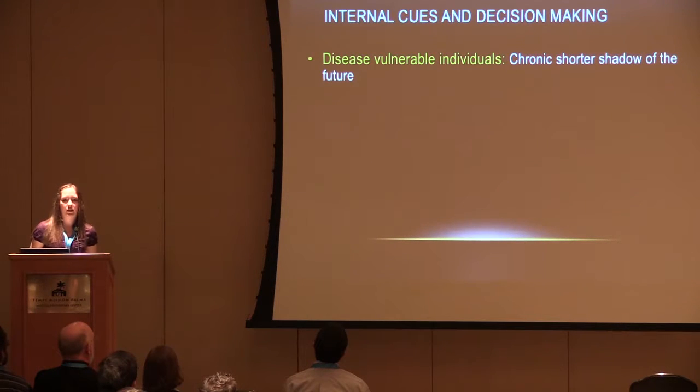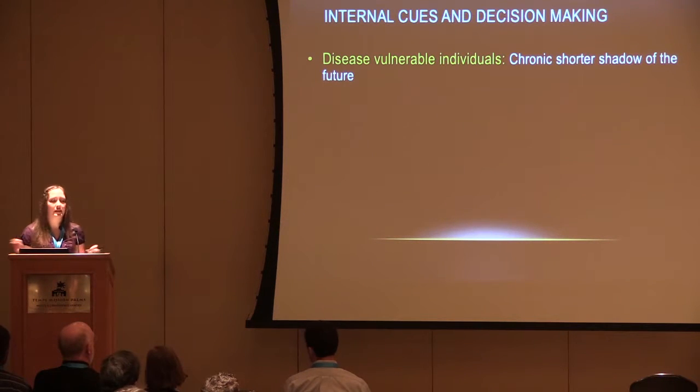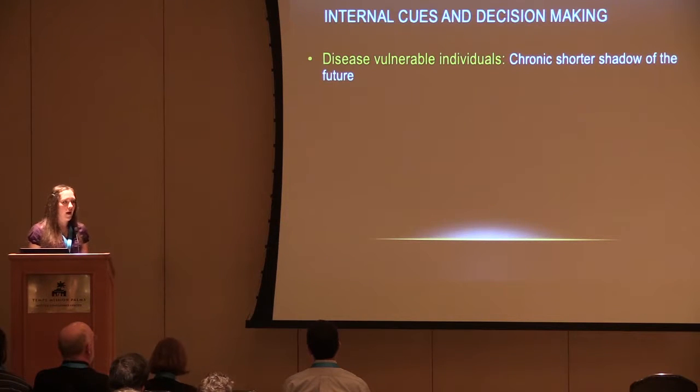So our predictions are that disease-vulnerable individuals, so these are people that have less reactive immune systems, these are the people you know that are always getting sick, have what we'd like to call a chronic shorter shadow of the future. What this means is that for them, survival is chronically less certain because they have a bad immune system, and diseases that aren't a threat for most people do pose a threat for them because they don't have good immune function.